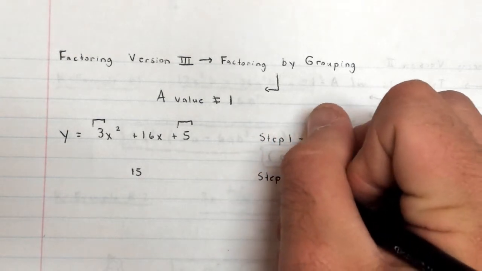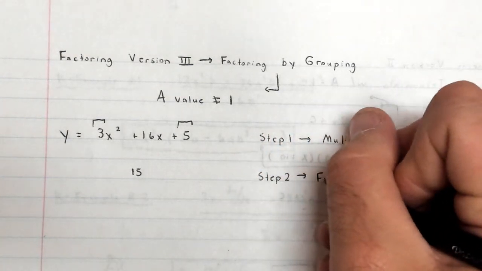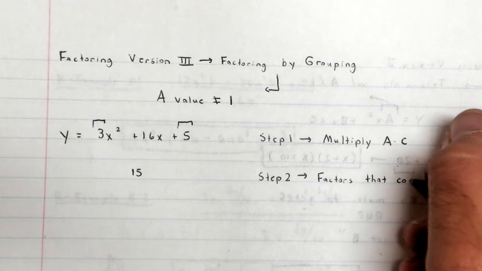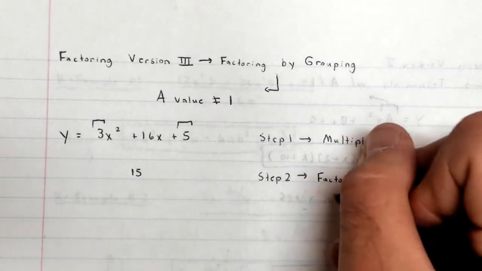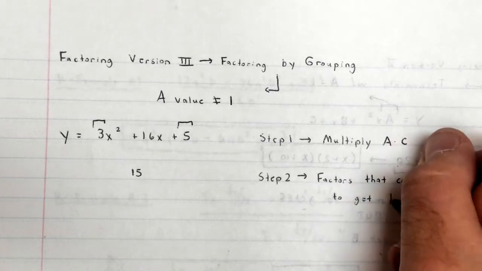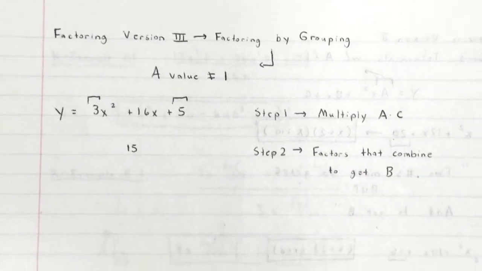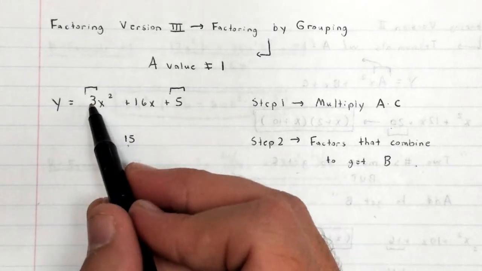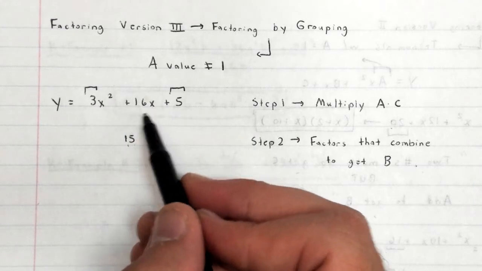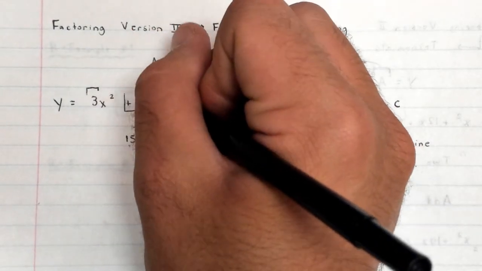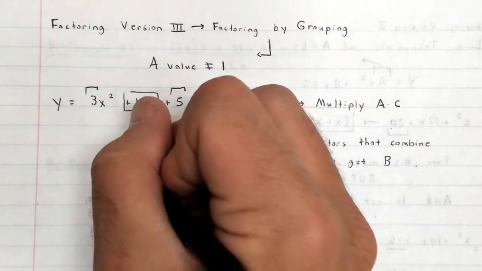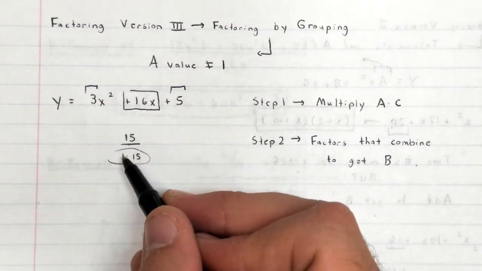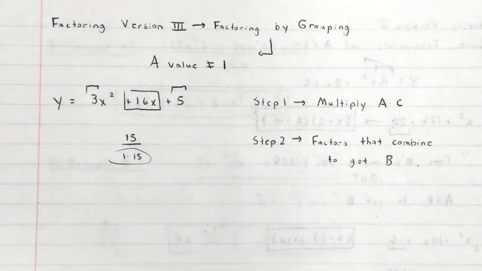Step 2. I want the factors that combine to get B. So in this case, I have 15. That's what I got when I multiplied A times C. I want the factors that combine to give my B value here. Well, 15, I have 1 times 15. Whoop, well, look at that. First one I tried. If I combine 1 plus 15, I'll get 16.